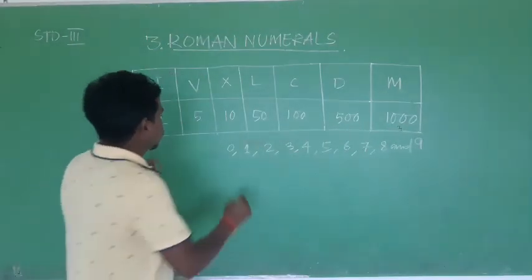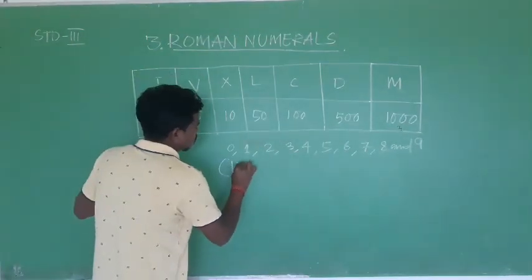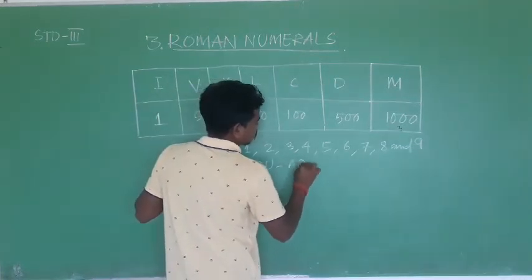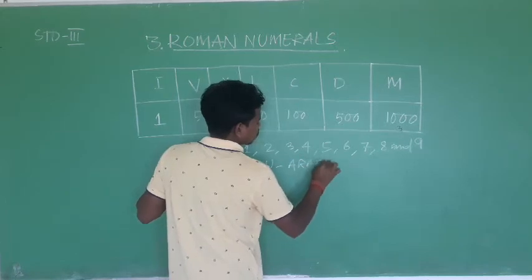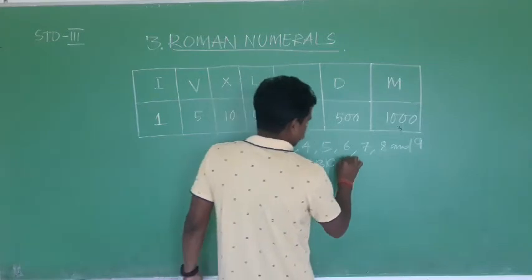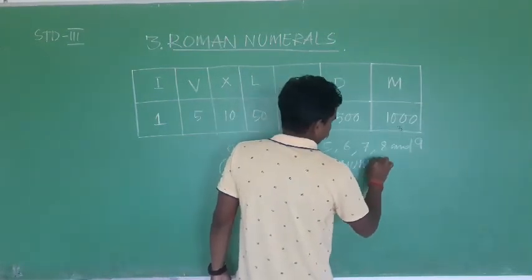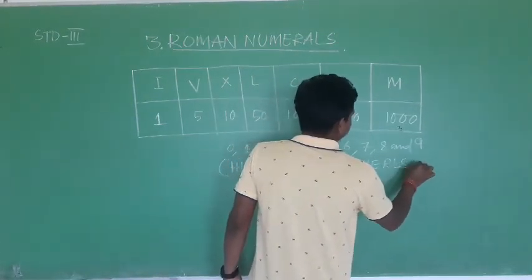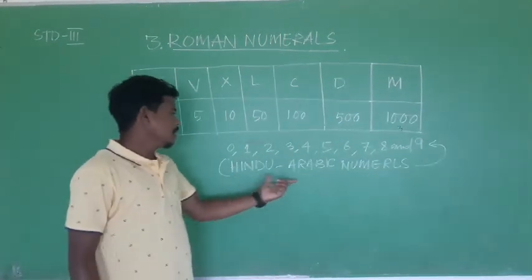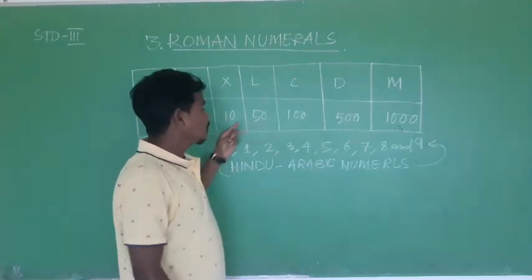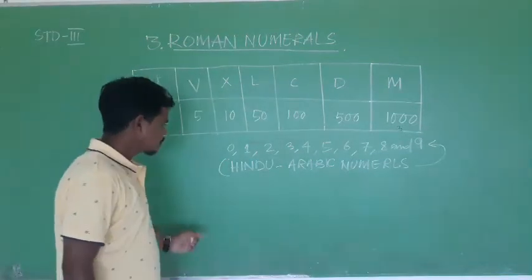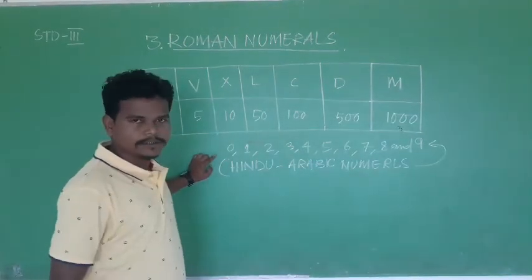These are called Hindu Arabic numbers or numerals. These are called Hindu Arabic numerals. Okay. Why Hindu Arabic numerals and why only 10 digits? Not more than 10 digits, not less than 10 digits. There is a story, students.